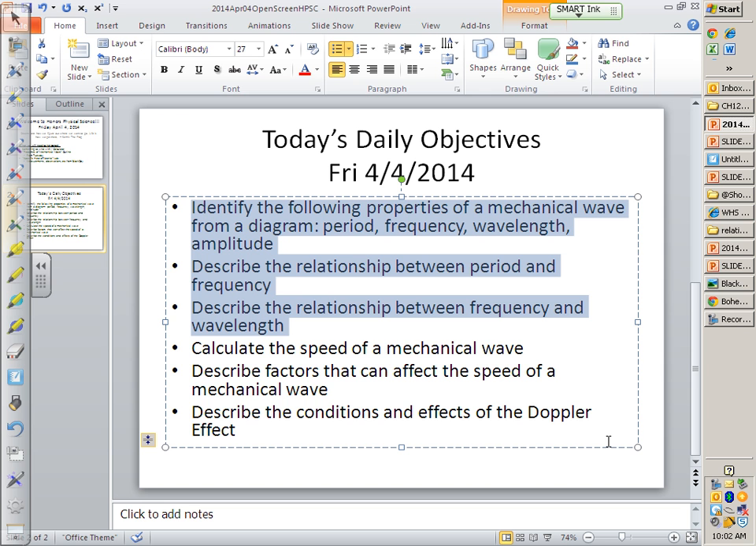Okay, so let's discuss which one has the greater frequency. The top one has greater frequency. Why? More cycles per second, right? It goes back and forth more times every second. Which one has the greater period? The bottom one, right? Frequency and period are inversely related.